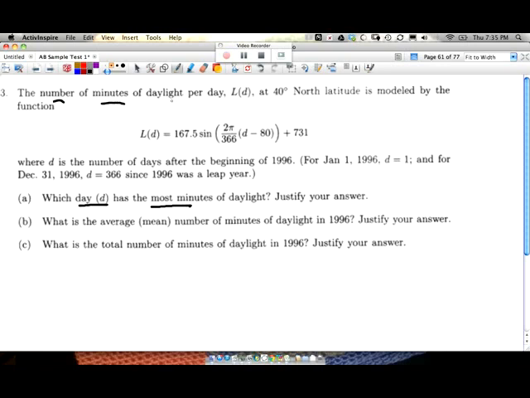Okay, what day D has the most minutes of daylight? Okay, the number of minutes of daylight is this. So this equals number of minutes of daylight.